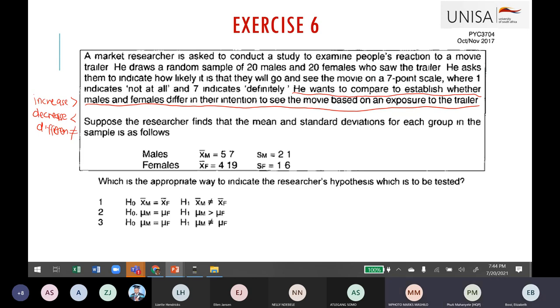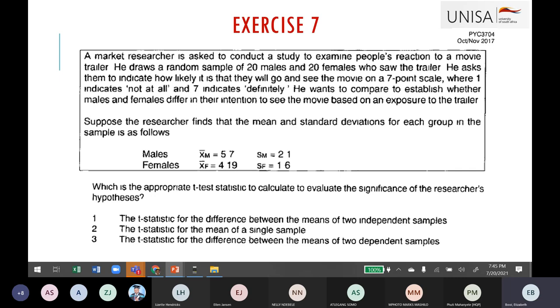I think the answer is 3. The answer will be 3 because number one, you need not even look at it, because it uses the sample mean, and there is nowhere that mentions less or greater than or increase or decrease, therefore this won't be the right one. So option three is the only option that is correct.